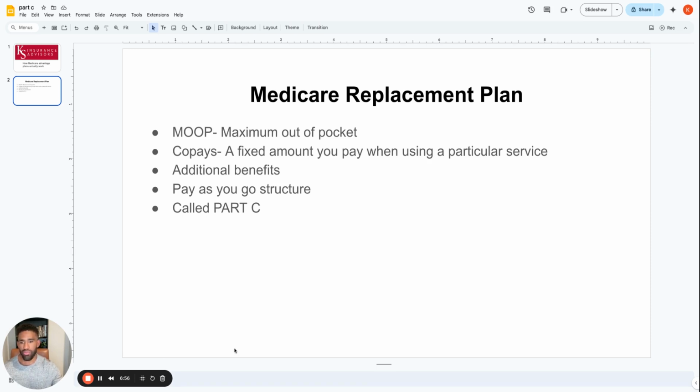And then lastly, you have Part C, which is what a Medicare Advantage plan is called. Part C plans, as we like to call them, Medicare replacement plans, are going to give you all those services in one plan. And primarily, we like these plans because they break down every different part of Medicare and they give you all the things you need. But you've got to be mindful of your max out of pocket, and you have to be mindful of the copays going into these plans before you're making your decision.